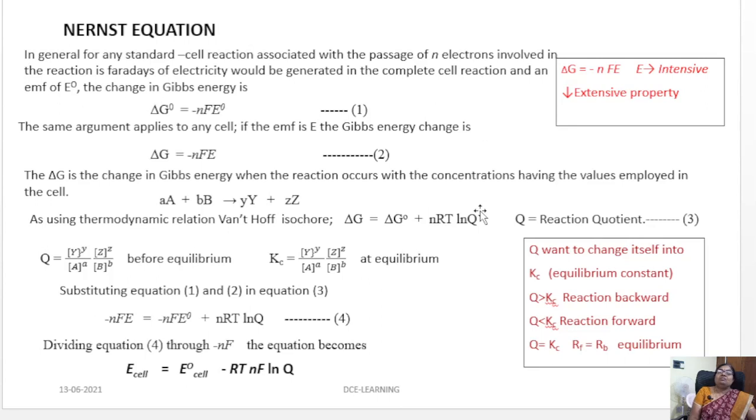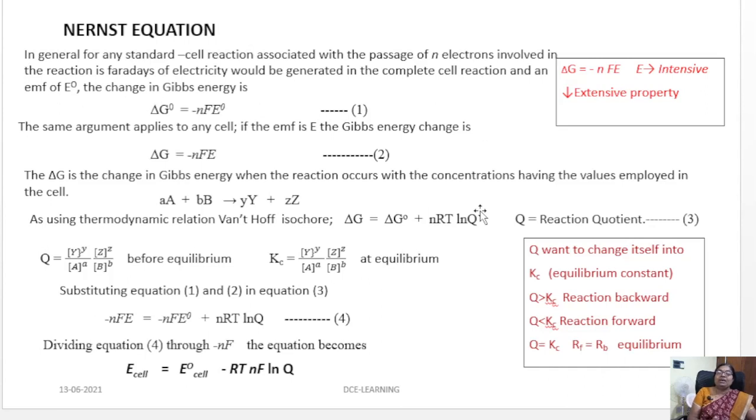So for the change in the Gibbs free energy, if a chemical reaction occurs in that cell, let's say a moles of A and b moles of B give rise to products, y moles of Y and z moles of Z. Then, by using the Van 't Hoff thermodynamic relationship, we write delta G equals delta G naught plus RT ln Q. Here Q is the reaction quotient.